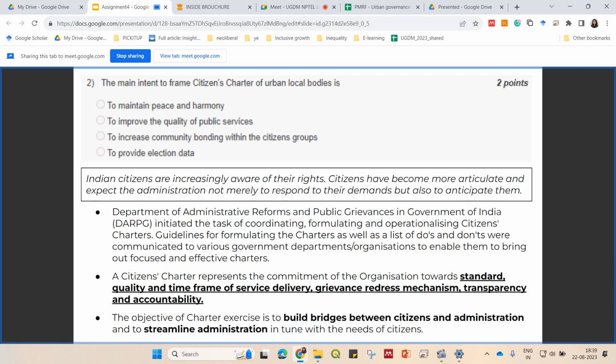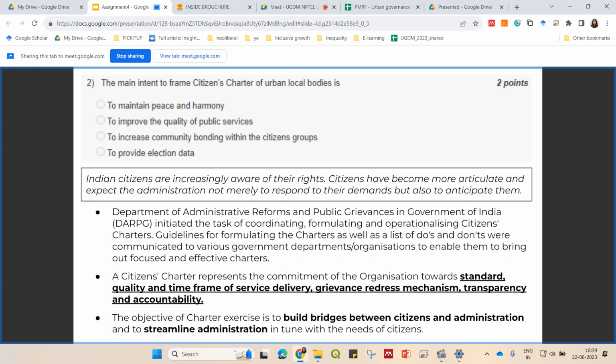The objective of this charter is to build a bridge between the citizen and the administration. So, the government body or the organization who is in charge of providing certain public services and the citizens who would be accessing or who would be the users of those services, it builds a bridge between both of them so that the organization better communicates what services they will be providing, what standard can be expected, and within what time frame can be expected.